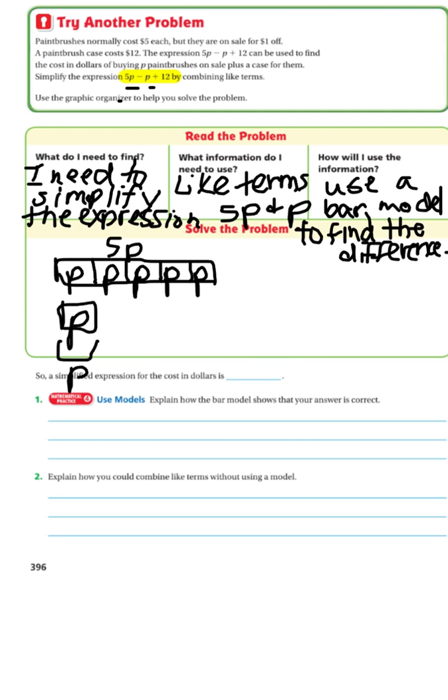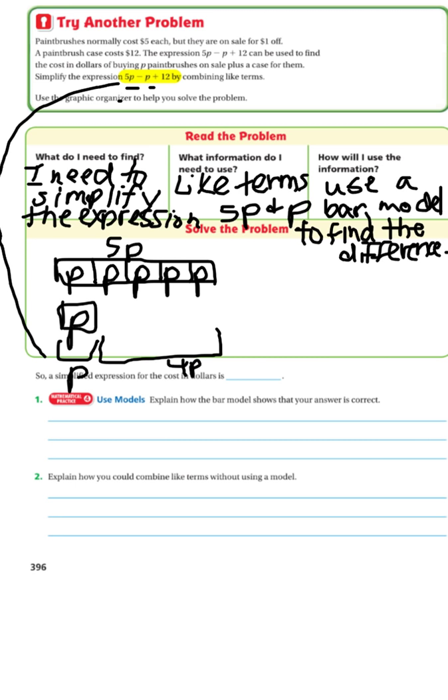Now we're just going to look at our bar model, and we have 5p at the top, and then 1p, or just p, represented in the bottom bar model. So the difference between the two would be from here to here. So 1, 2, 3, 4. 5 minus 1 is 4. 4p.